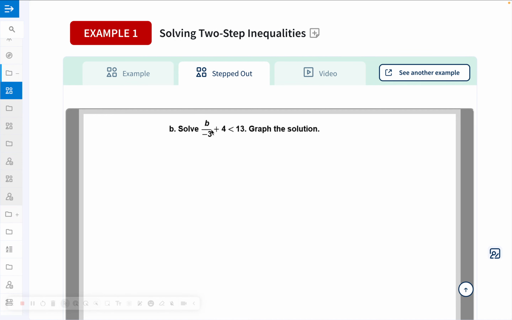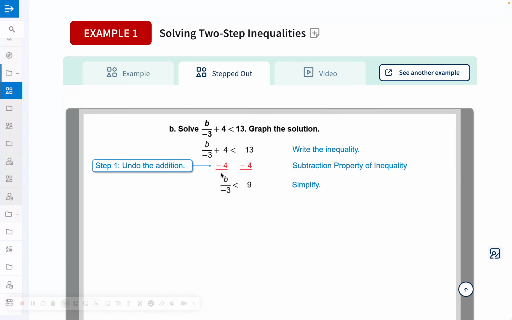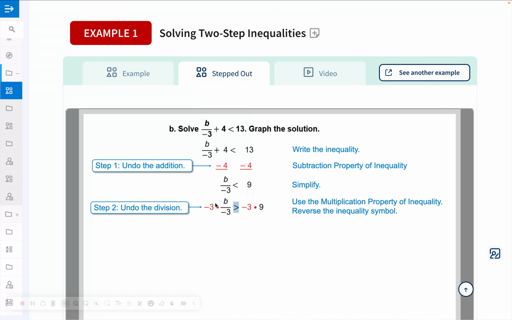B divided by -3, so we don't get rid of that first. We get rid of the add 4. Okay, so instead of adding 4, we're going to subtract 4 from each side. The 4's go away. This side equals 9. Instead of dividing by -3, you're going to multiply both sides by -3. Okay, and the inequality flipped because we multiplied or divided by a negative. So instead of a less than, it became a greater than.